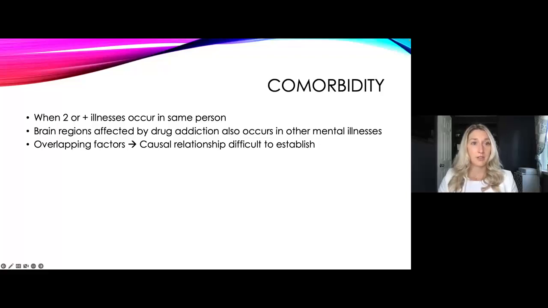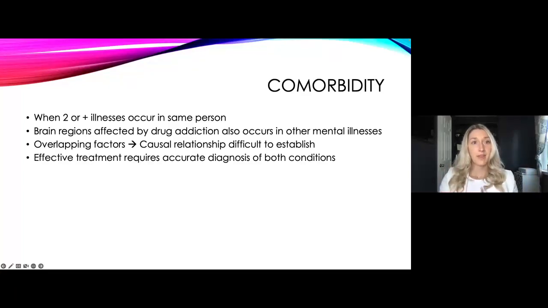There are overlapping factors, such as creating a causal relationship that's difficult to establish. So these overlapping factors can be genetic vulnerabilities, trauma, stress, even underlying brain abnormalities that are going to contribute to both substance use disorders as well as mental illness. So it may not be easy to tell which came first, the chicken or the egg, which came first, the mental health disorder or the drug addiction. An effective treatment is going to require an accurate diagnosis of both of these conditions. So a person should be screened for a mental health disorder during substance abuse screening and vice versa.